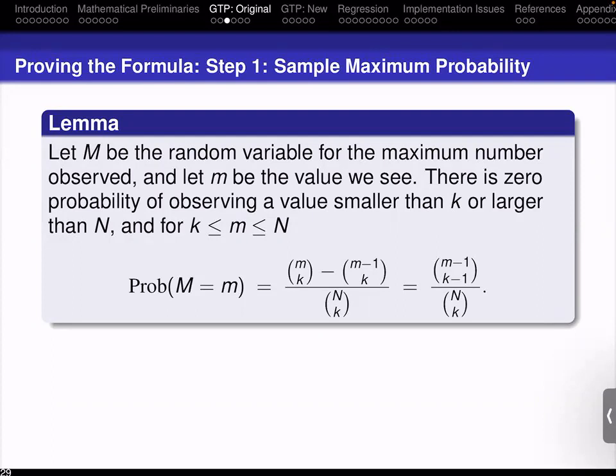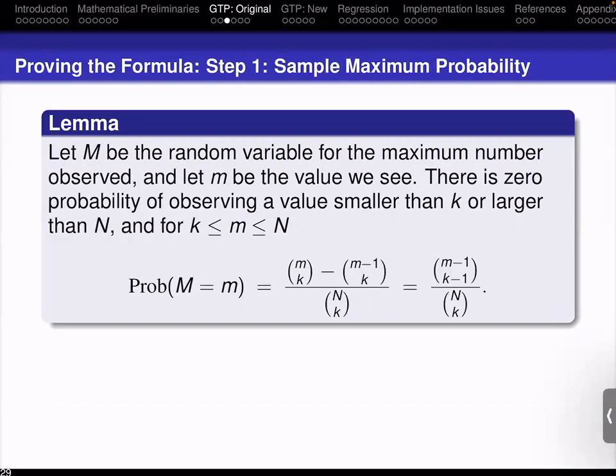I want the largest serial number to be m. How can I do that? Well, if I want the largest serial number to be at most m, then all K tanks have to be chosen from 1 to m. There's m choose K ways of doing that. But that doesn't mean that I chose tank m. It just means I didn't choose anything larger than m.